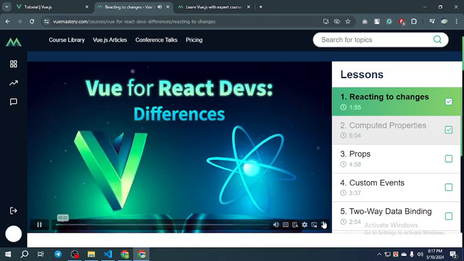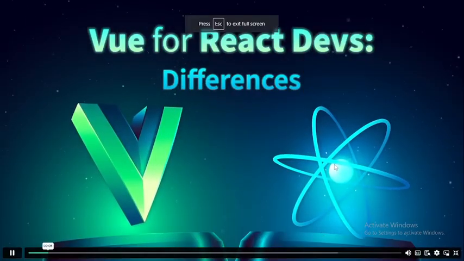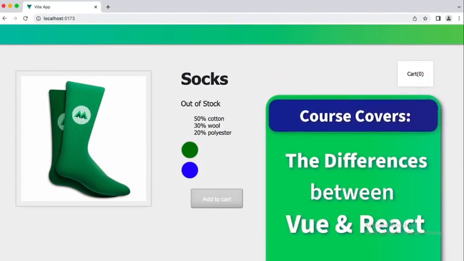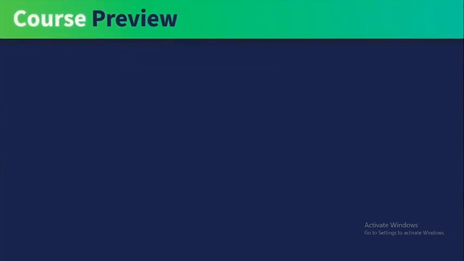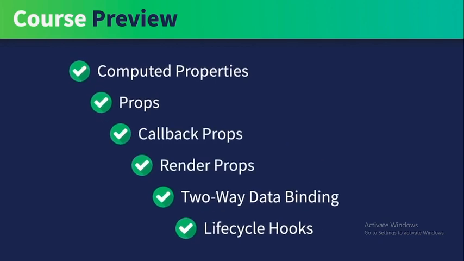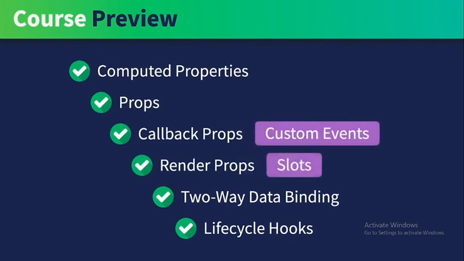Building on top of the Part 1 course, we're going to continue our Vue.js journey with this app. But this time, we'll discuss more about the differences between Vue.js and React.js. As a high-level preview, these are the topics we'll go through: computed property, props, two-way data binding, and lifecycle hooks. Props will be explained in several different lessons because Vue.js has a very different way of handling callback props and render props, and they're called custom events and slot, respectively.